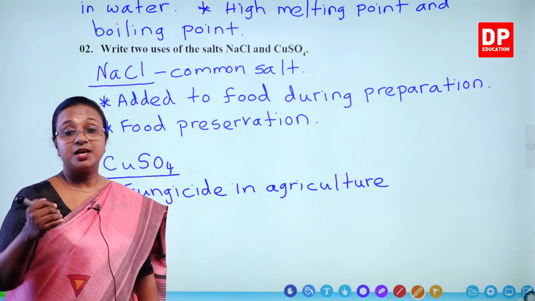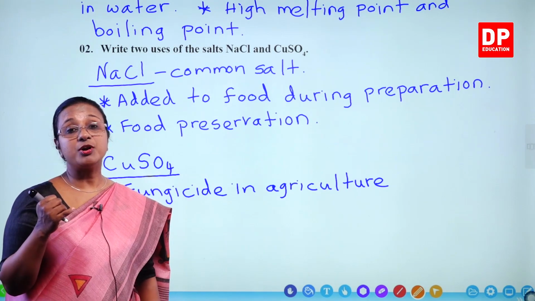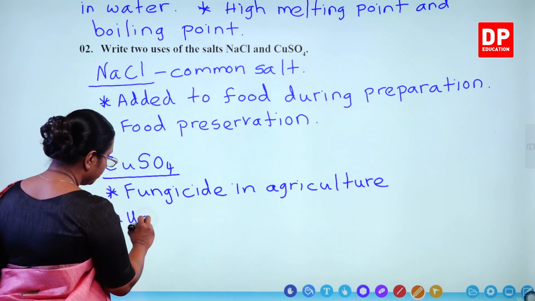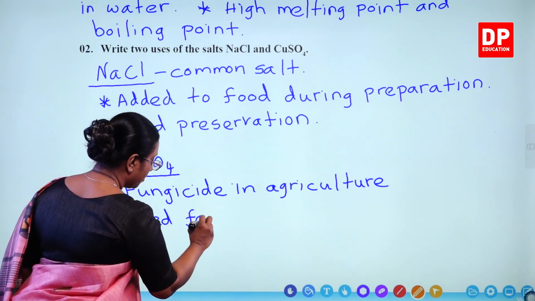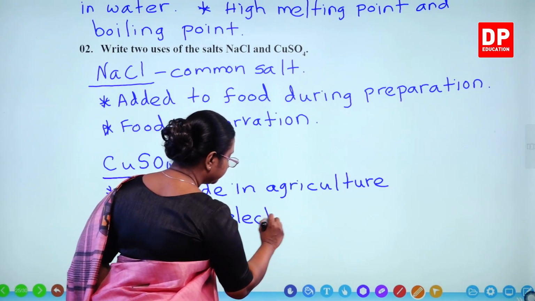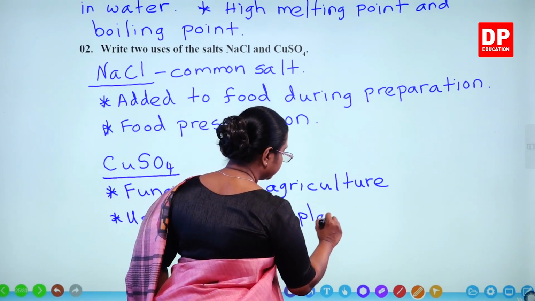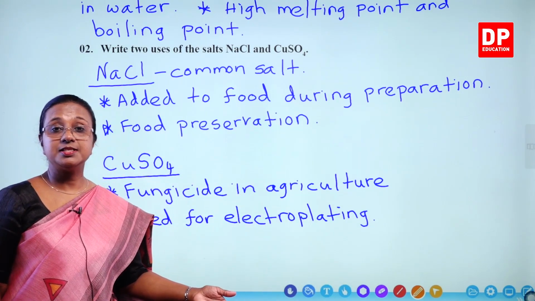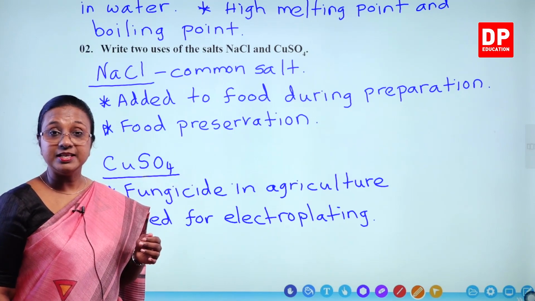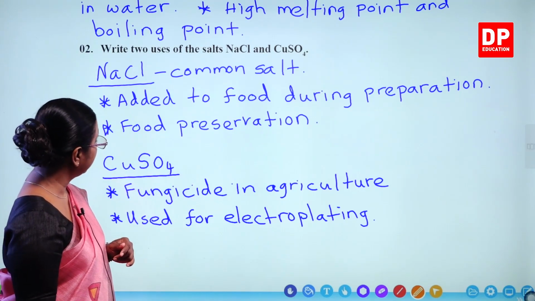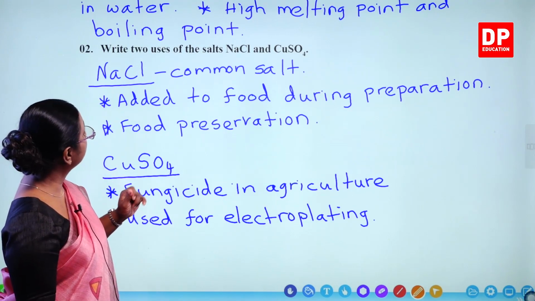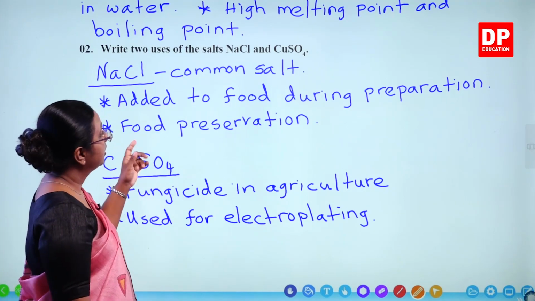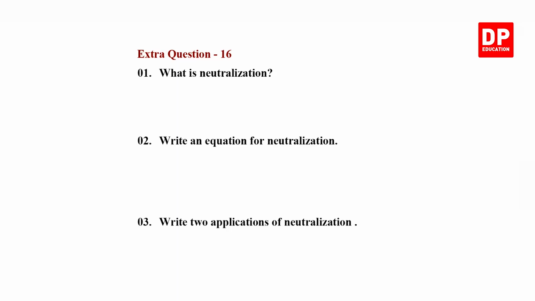You can say used commonly in laboratories, used for electroplating, copper plating of substances, used in production of paint. Like that you can write any use here. So sodium chloride as well as copper sulfate, they have asked for 2 uses. Then with that I will move on to the next one.